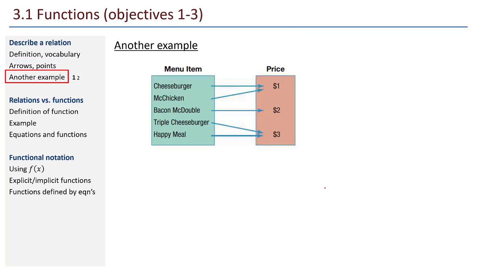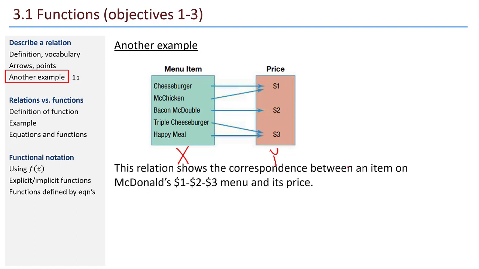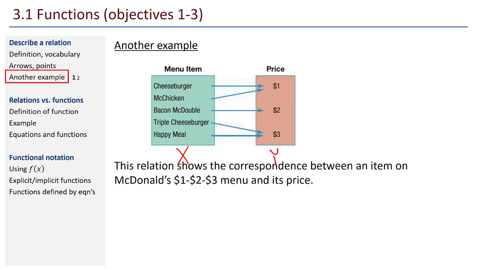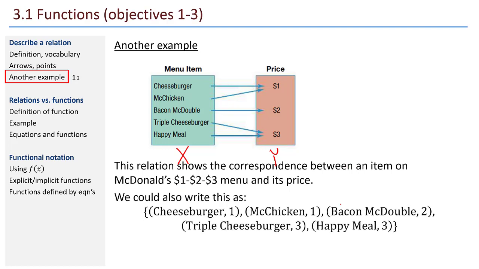Another example. In this example, the domain is a list of menu items, and the range is a set of prices. I have 5 different menu items and 3 different prices. This relation shows the correspondence between an item on McDonald's 1, 2, 3 menu and its price. I give you this example to show you that domains and ranges don't always have to be numbers. Typically in our class, yes, they will be numbers, but they don't have to be. They could be lists of menu items too.